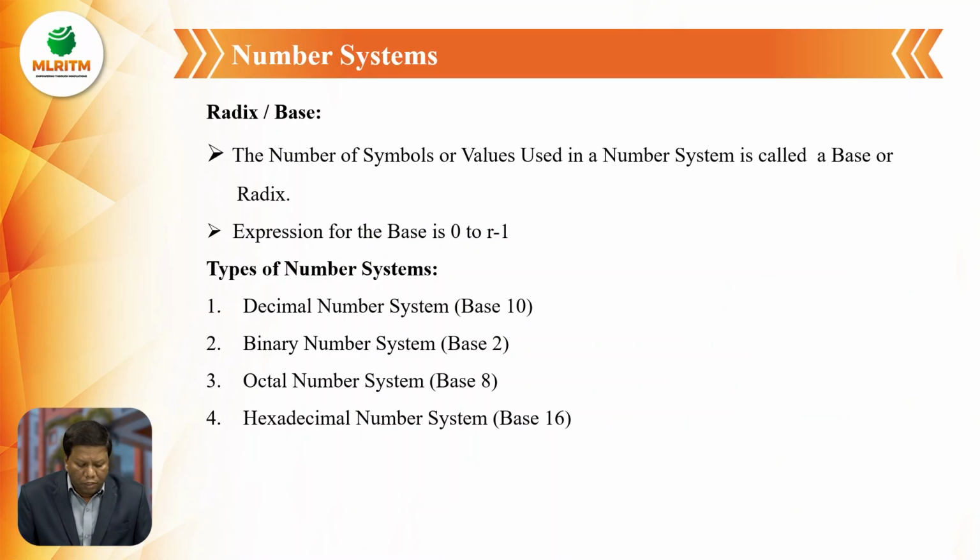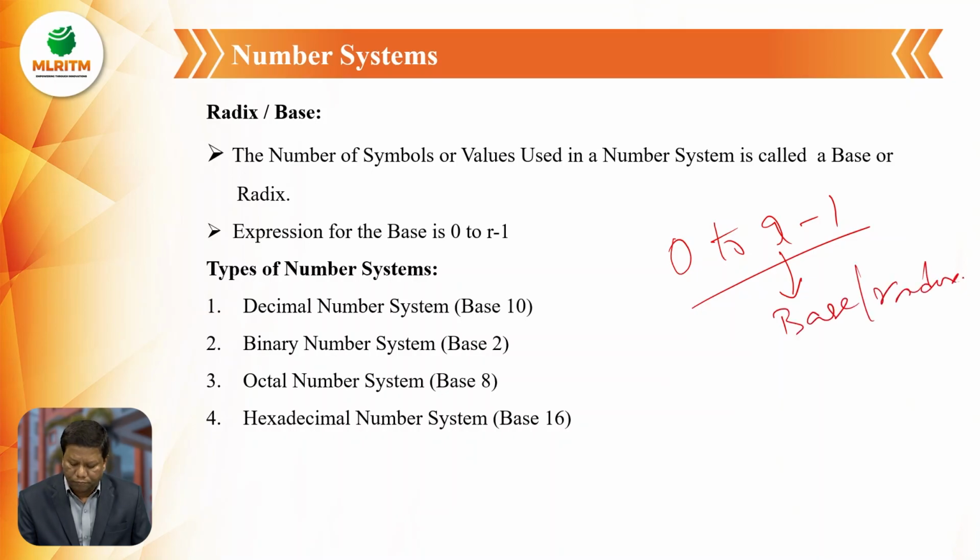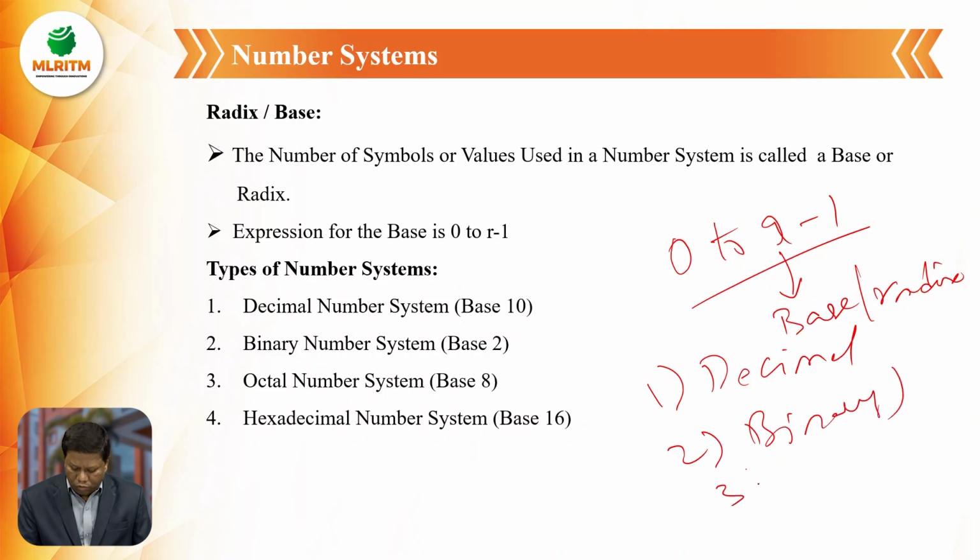Radix or base: the number of symbols or values used in a number system is called the base or radix. The expression for this base or radix is 0 to r minus 1, where r is the base or radix. There are 4 types of number systems: decimal number system, binary number system, octal number system, and hexadecimal number system.